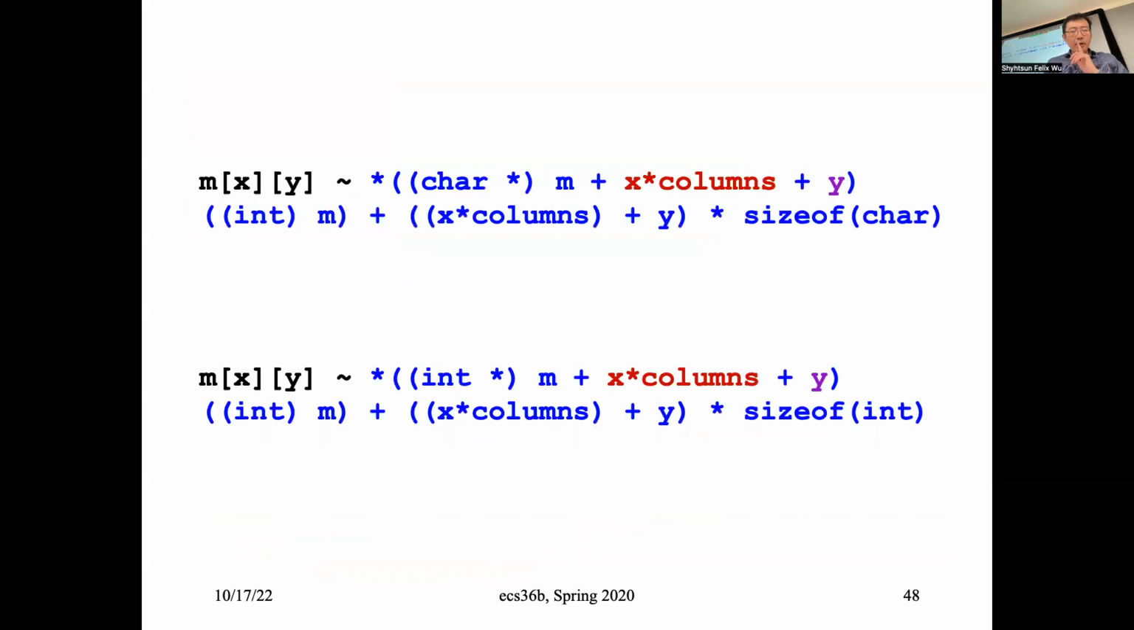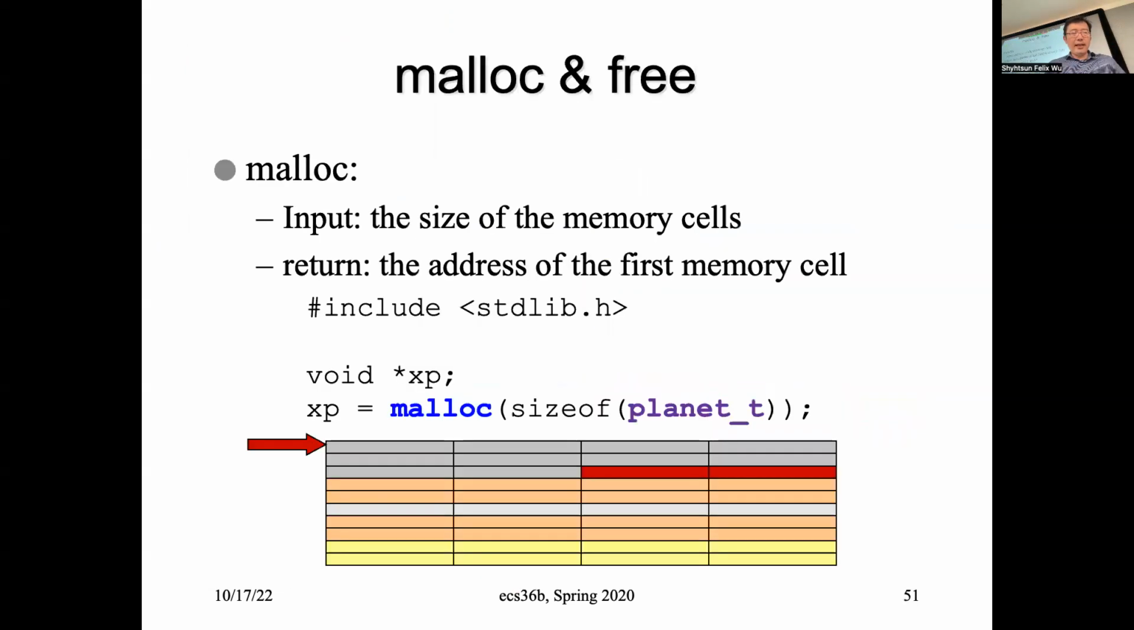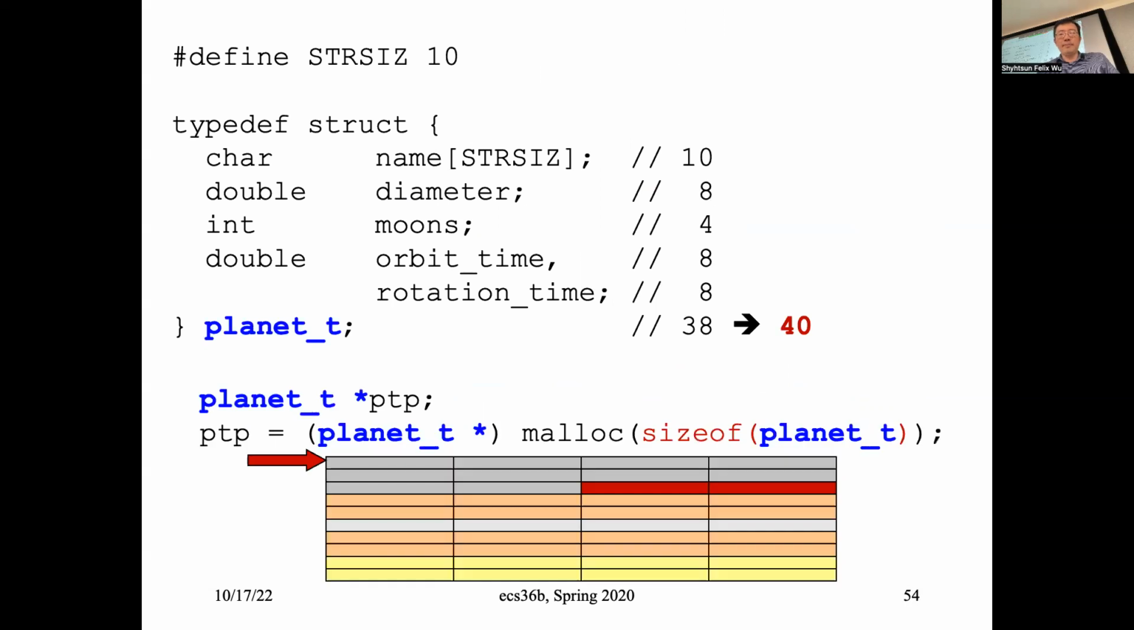I'm going to skip this part because I think you will learn it eventually. I'm going to skip malloc and free. I will come back to malloc and free and talk about something C++ has called a smart pointer, which is a very significant improvement over the traditional pointer. I will come back to those later.